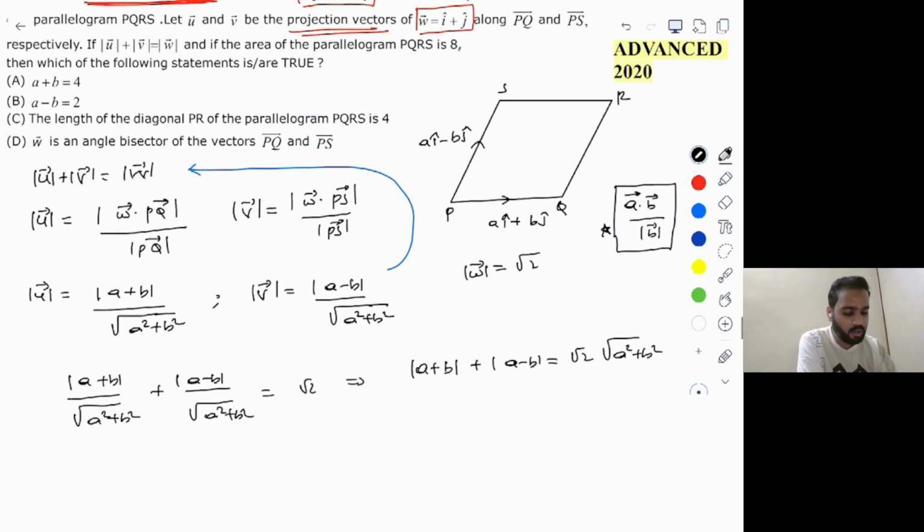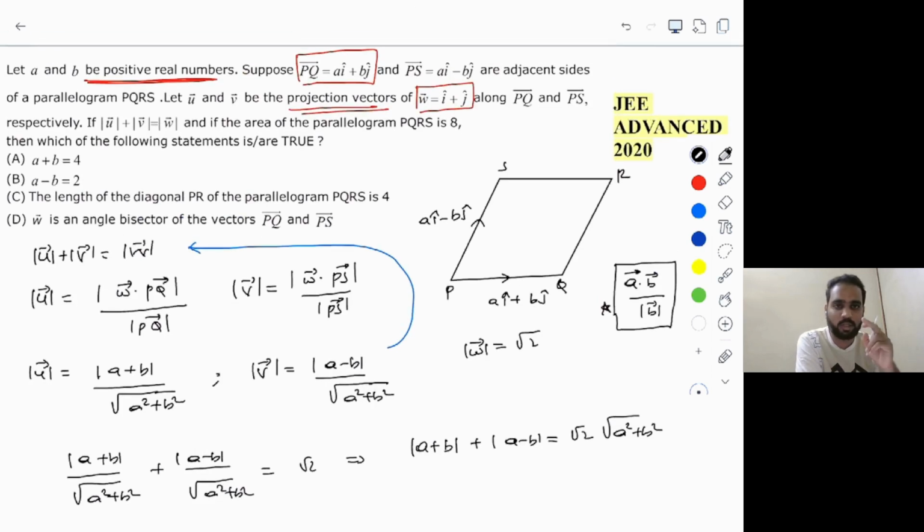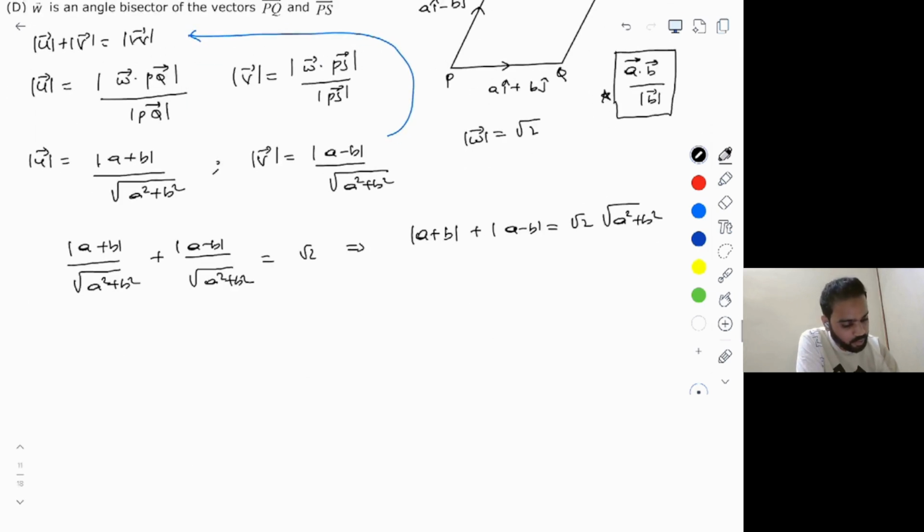Okay. Now let's concentrate on this first statement, given that A, B are positive real numbers, right? So let's mention that condition here. Since A, B are positive, I can definitely say that mod of A plus B will be positive. It is A plus B, which is positive, and you can remove the modulus sign, and only this mod of A minus B will be remaining, which is equal to square root of 2 into A square plus B square. Okay, so this is what you get on simplifying.